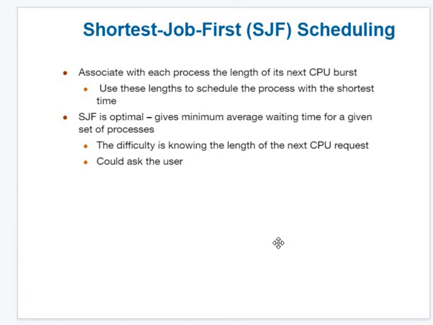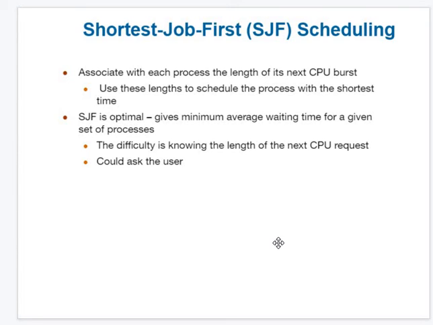Okay, next, the second algorithm: shortest job first. I hope you all stood in line in your school days for prayer.